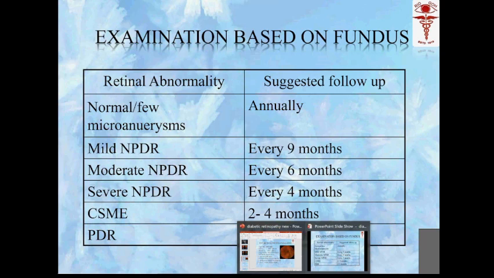IRMA, correct. Hemorrhages in all quadrants, venous beading and looping in 2 quadrants, and then IRMA in 1 quadrant. This is the criteria for severe NPDR. If any one of the following findings is present, it is severe NPDR. If any 2 are present, it is very severe NPDR. So the patient has extensive hemorrhages in all quadrants, venous beading and looping in 2 quadrants, and IRMA.